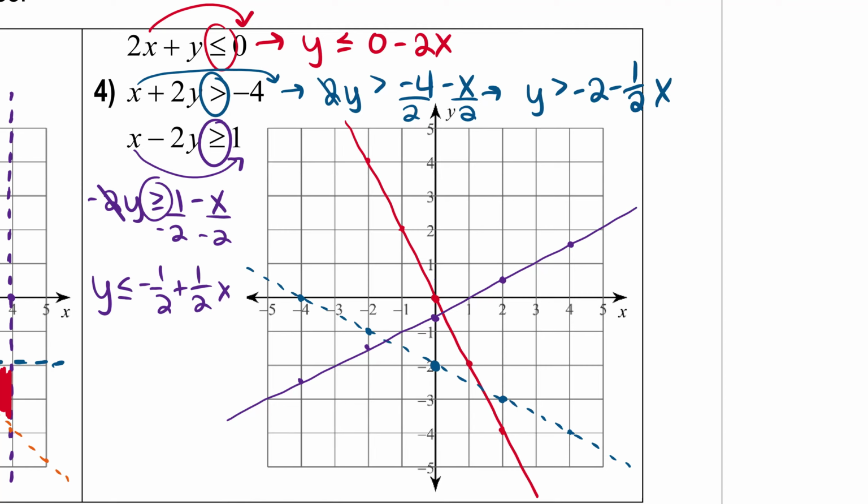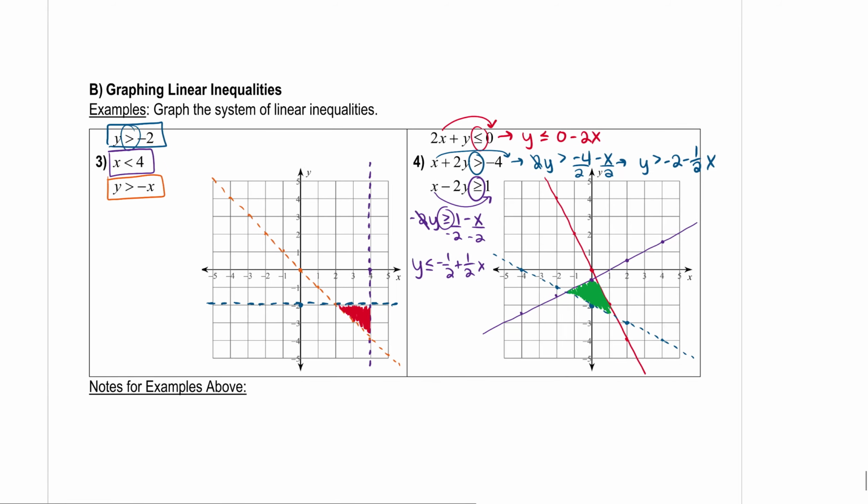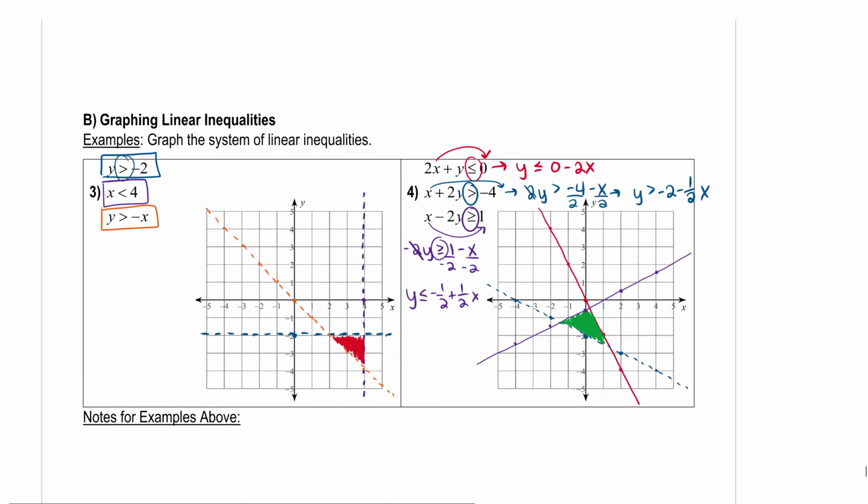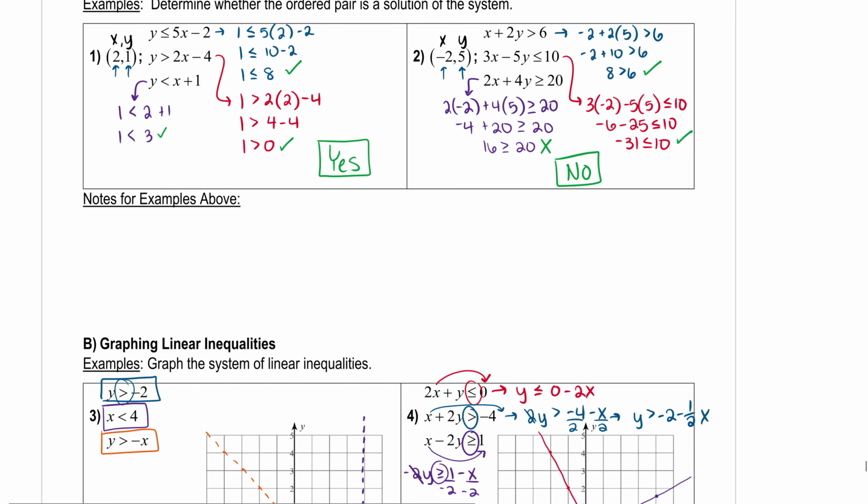Now notice, we have a little triangle in the middle. That is our answer that we're looking for, so you shade that in, and that would be it. And that's all we're doing on this one. Graphing and then seeing if the answers are yes or no. And that's it.